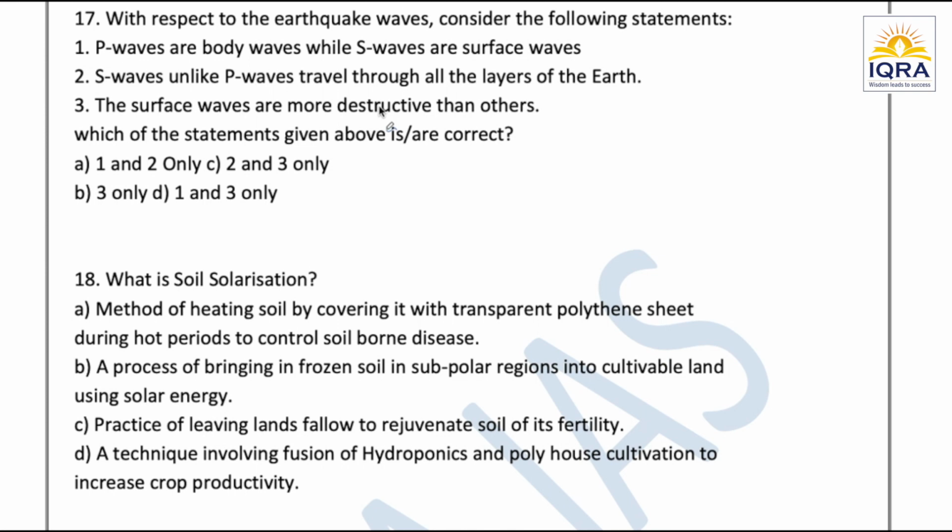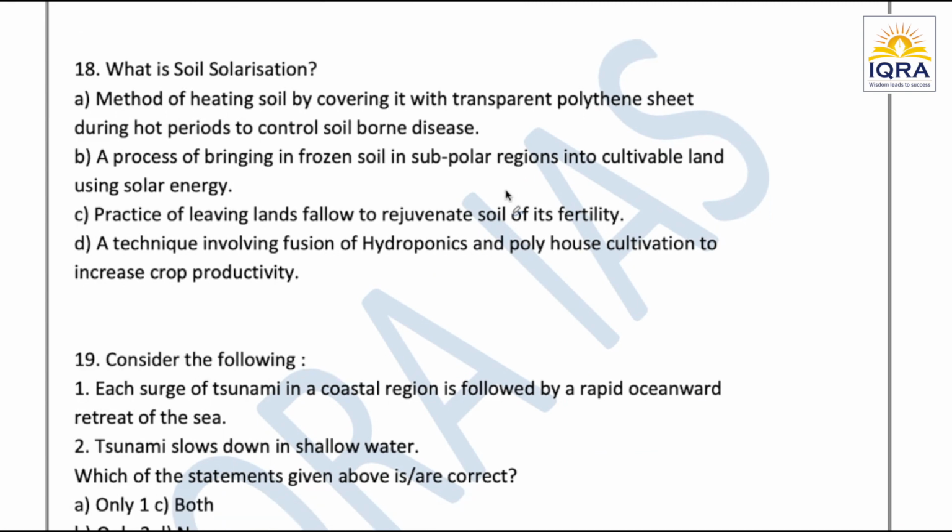Okay? Now these body waves can be further subcategorized into P waves and S waves, and P wave is a body wave. It's the primary wave. The P wave is a body wave, while S waves are the secondary waves. Here P waves and S waves are the primary and the secondary waves. Hence our option B, that is 3 only, becomes the correct answer, that the surface waves are more destructive than the others. Moving on to the next question, question number 18.